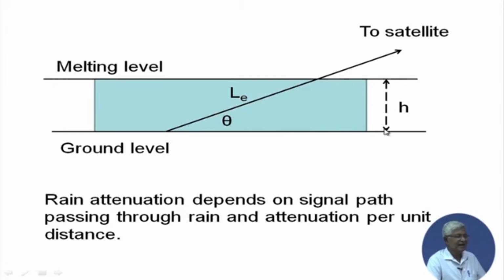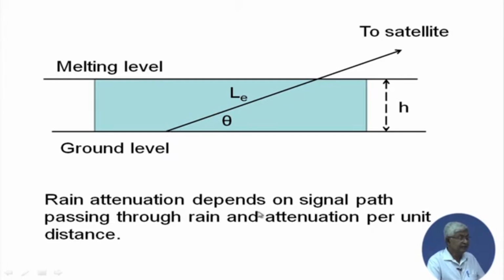Ideal case, let us take that at a height h the melting level is occurring, and from the ground level a signal is sent to the satellite at an elevation angle theta. So, it is not the direct vertical height, it is how much length the signal is passing through this water, and this blue area is rain. Let us assume it is fully covered by the rain. It may happen that only part of this signal is passing through rain, and the rest of the part is not passing through the rain. Those are different cases. I am taking the simple case where it is a stratiform rain.